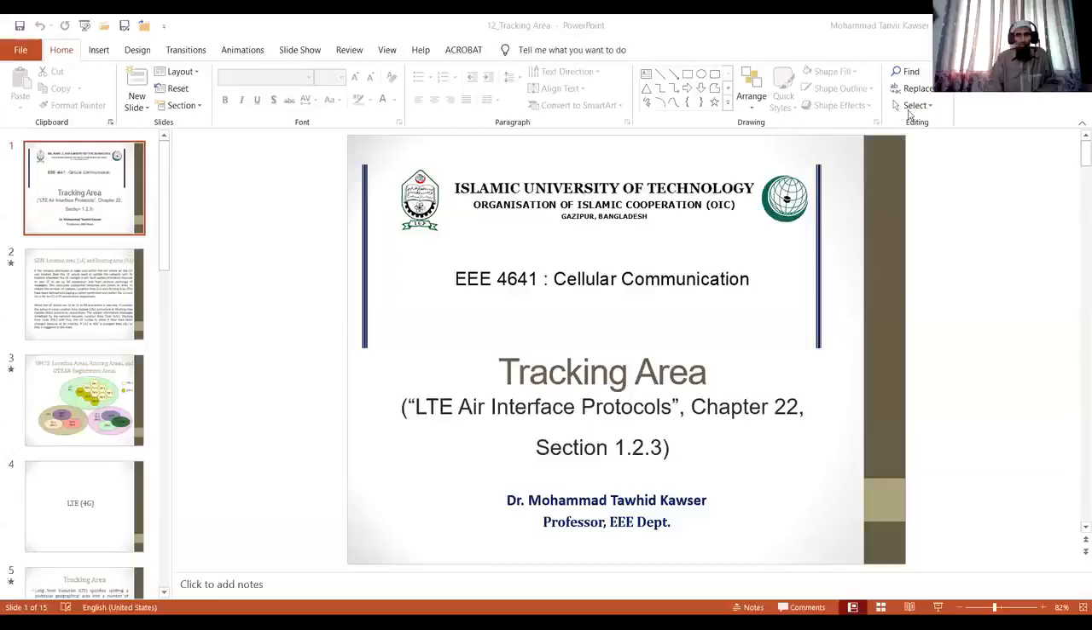A similar concept has always been there in 2G or 3G. Actually, you need that, otherwise you cannot resolve something. Okay, we'll be talking about that today, and so the title is tracking area.